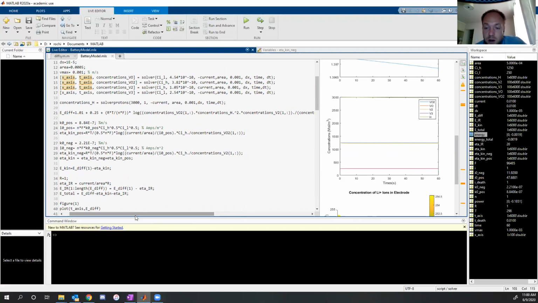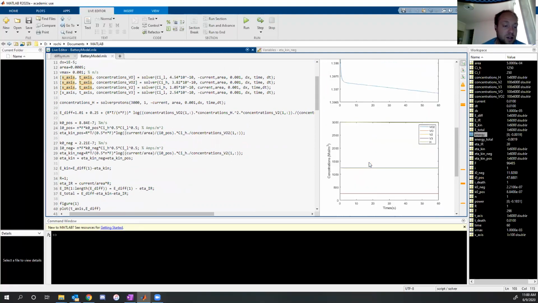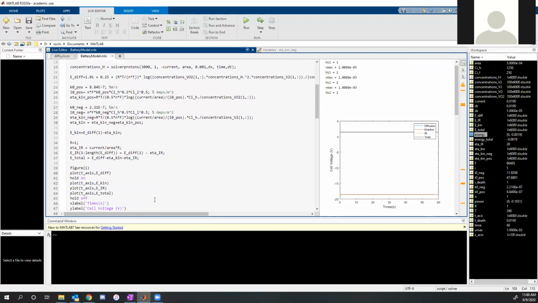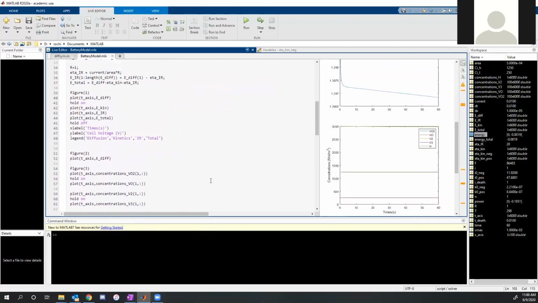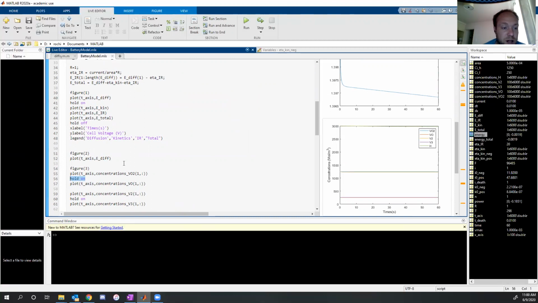So let me see your lines of code for your figures. Yes, okay, so you have hold on, hold off. Make sure you do hold off, so you could do all those together. It's interesting, your things are just basically not changing.